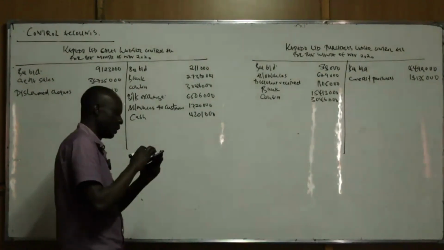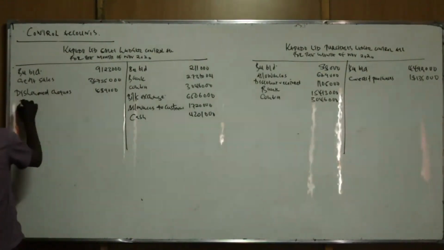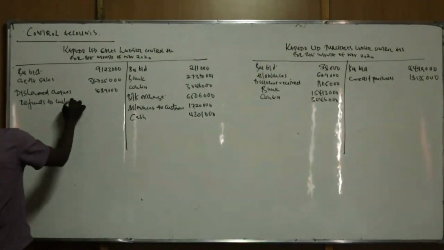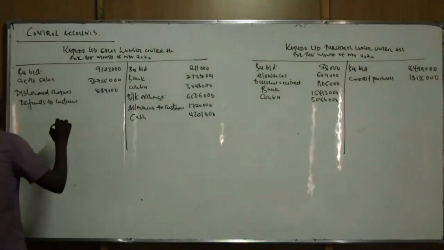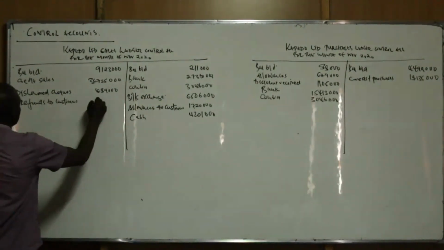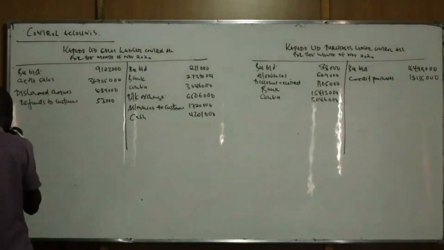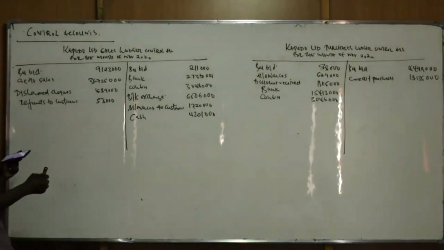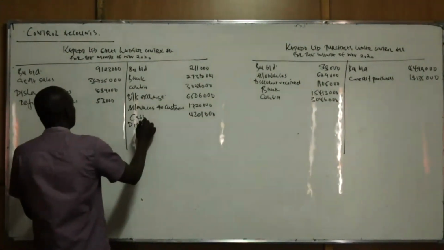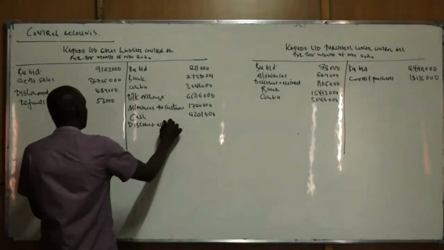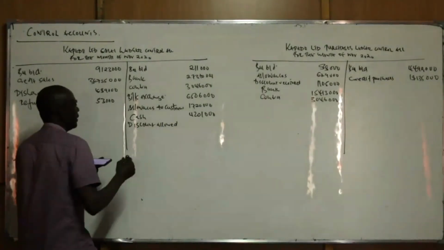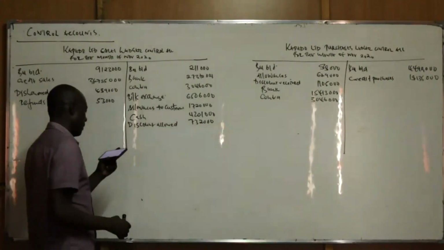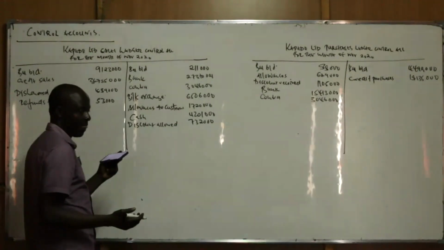Then refunds to customers. Refunds, you say they are here. How much is it? 53,000. And then we have discount allowed here. Discount allowed. How much is it? 732,000, isn't it? So we are through. That is the last.